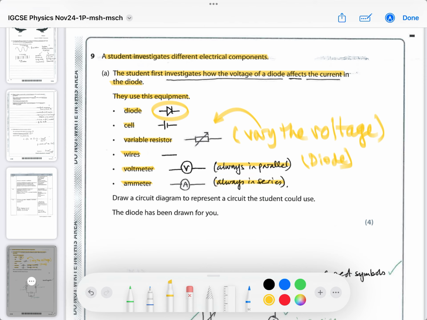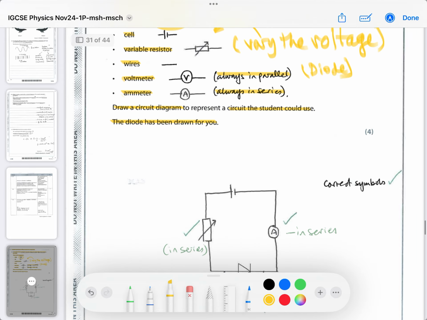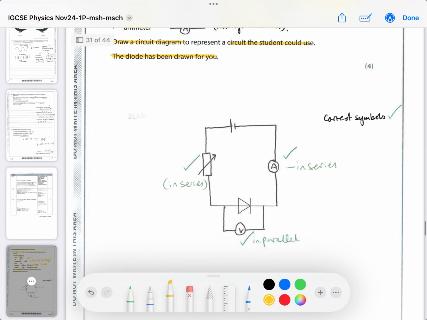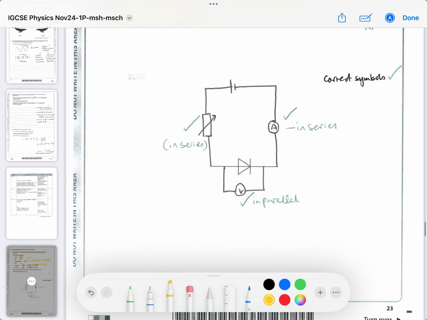Okay, all right, so the first thing they want you to do is to draw the circuit diagram that the student could use. So a circuit diagram represents a circuit they could use. A diode has been drawn for you, so they weren't sure that you knew what a diode looked like. They're giving you the diode, and you've got to put all the correct symbols to get 1 mark to show that you know the symbols.